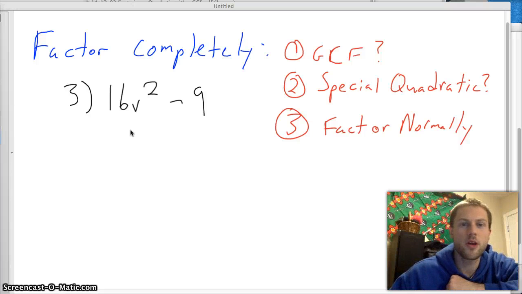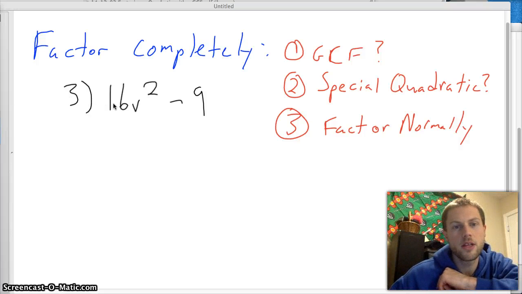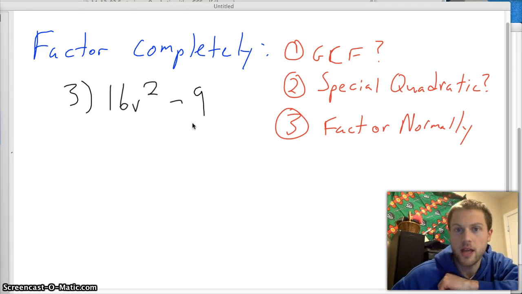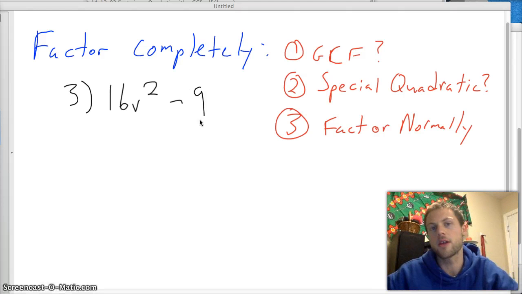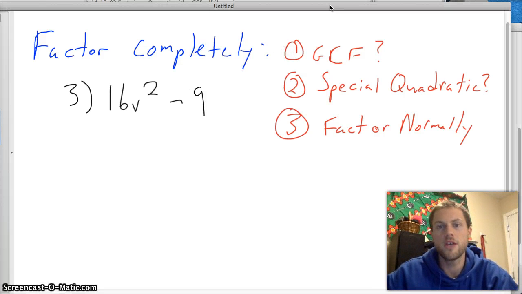Hello everyone. For this problem here, we're going to factor completely the following quadratic. We've got a 16v squared minus 9. So the same as we've been doing before, we want to run through our checklist to see what we can do here. And to get started, we're going to check to see if there is a GCF in this quadratic.